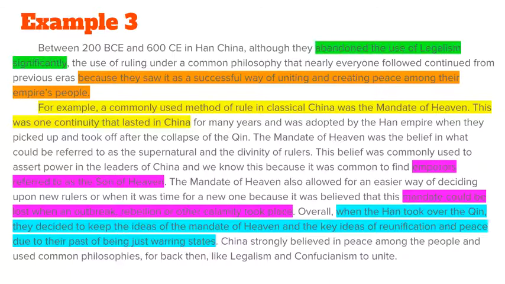Now what's interesting is that the body paragraph that comes next is actually about the continuity, and it starts with "for example." Now, "for example" is not the best way to start a body paragraph, but it does the trick here because it sets up exactly what this person is talking about and actually clarifies what they probably meant to say in their thesis statement. So, "for example, a commonly used method of rule in classical China was the Mandate of Heaven. This was one continuity that lasted in China," etc., etc.